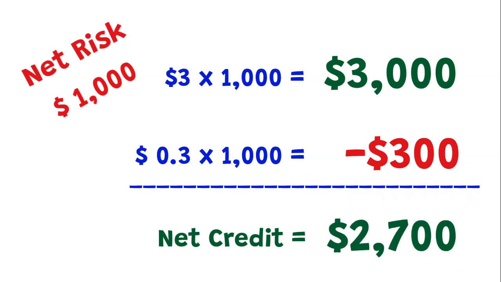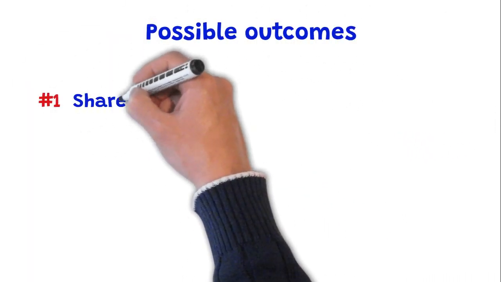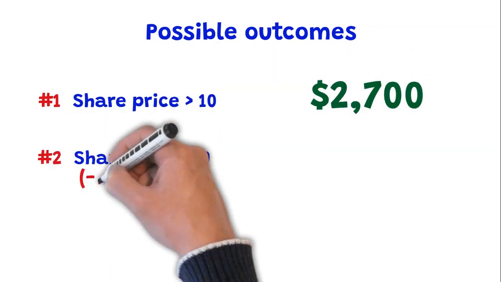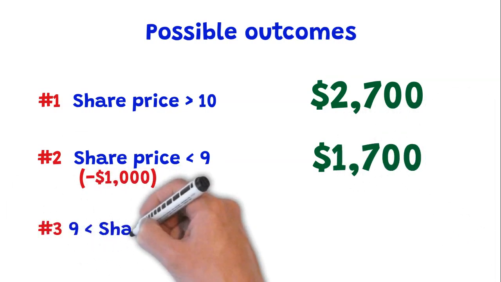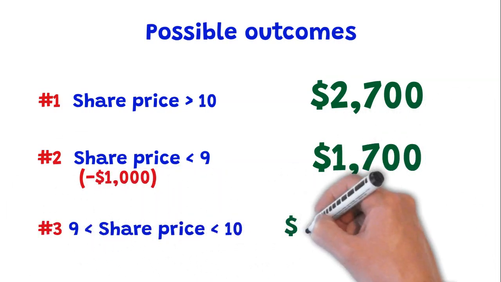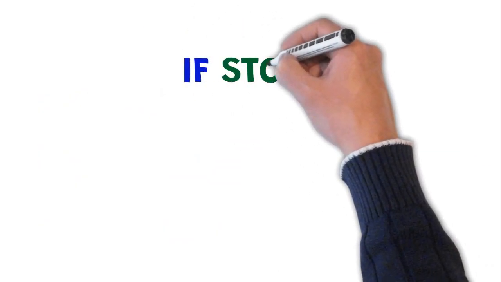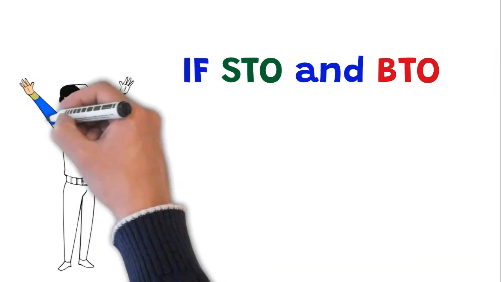Possible outcomes at or before expiration. Number 1, share price greater than 10, we make $2,700. Number 2, share price less than 9, we make $1,700. Number 3, share price ends up between 9 and 10, we make somewhere between $1,700 and $2,700. If both put trades are executed, the result is a zero risk and zero cost trade, out of which we make between $1,700 and $2,700.